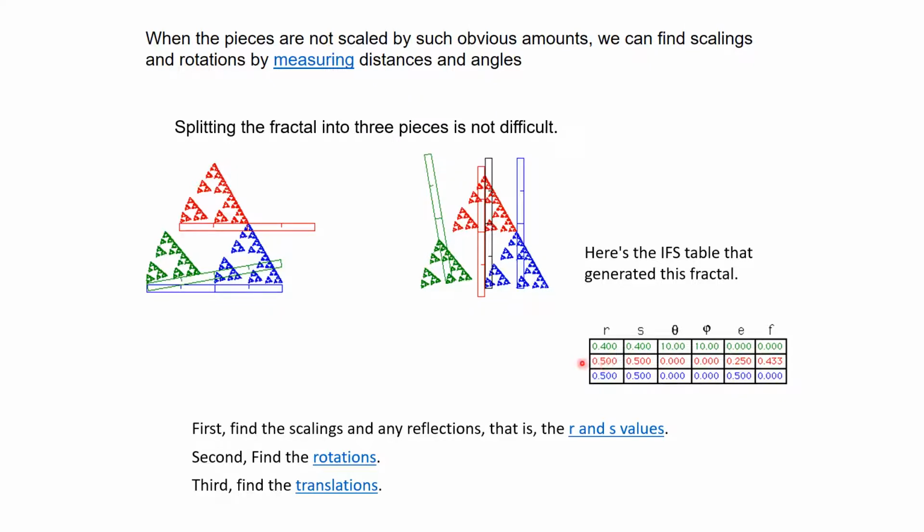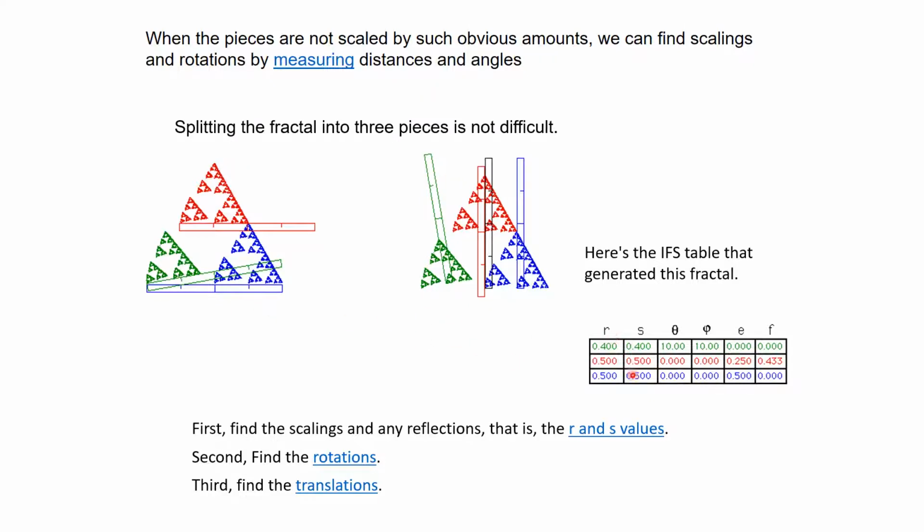The red one is again scaled by half and half. There is no rotation, but the shifting is not standard shifting. In the x direction, it's a quarter of the distance, so 0.25, that is standard. But in the y direction, it is shifted by 0.433. So this shifting we have to measure, and all these shiftings for the violet one, for the red one, and for the green one are to be noted.